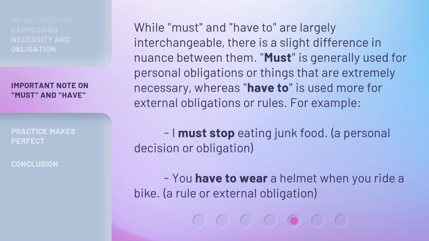While must and have to are largely interchangeable, there is a slight difference in nuance between them. Must is generally used for personal obligations or things that are extremely necessary, whereas have to is used more for external obligations or rules. For example, I must stop eating junk food. A personal decision or obligation. You have to wear a helmet when you ride a bike. A rule or external obligation.